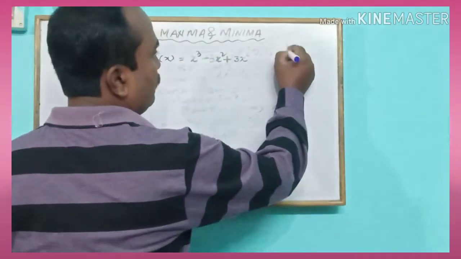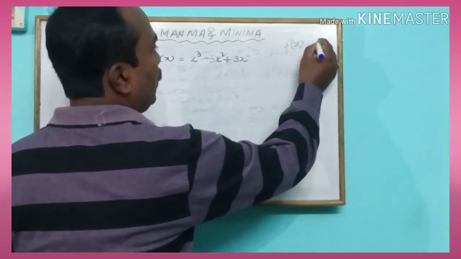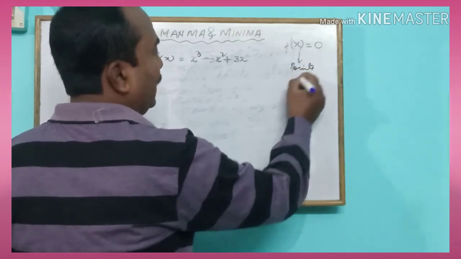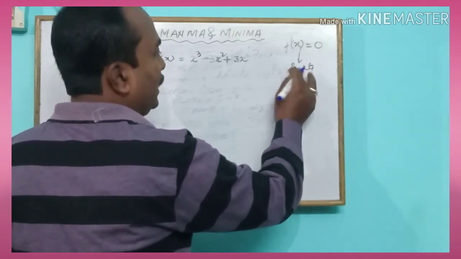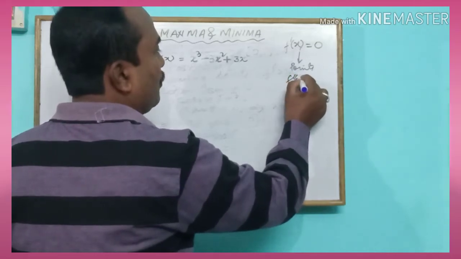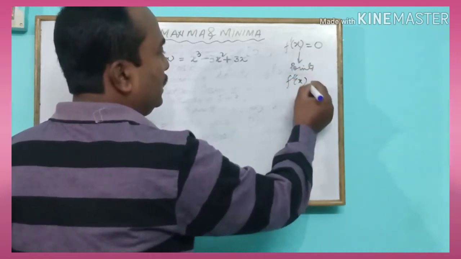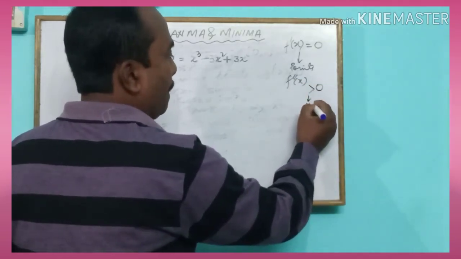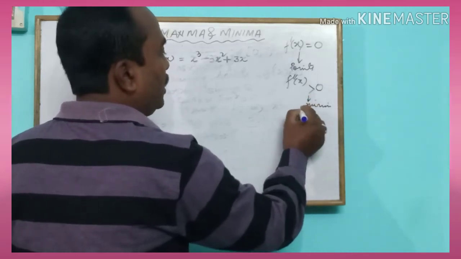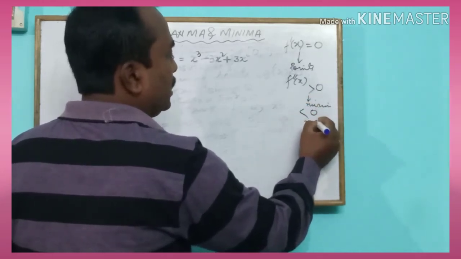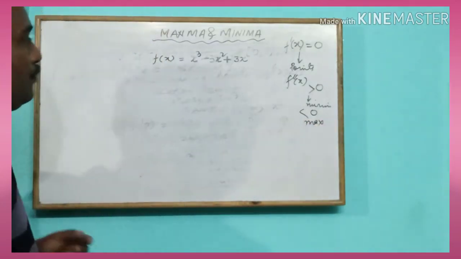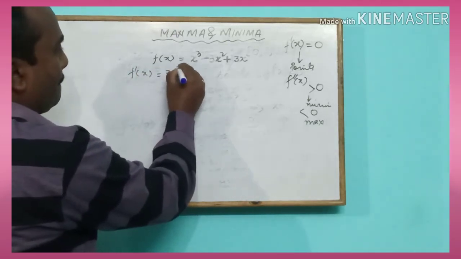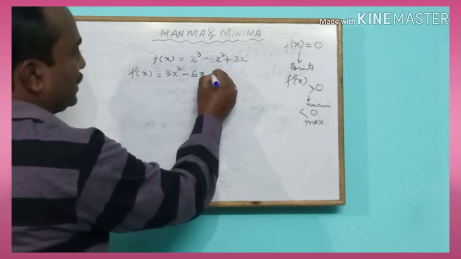So what is the process? First we find f'(x), equate it to 0, get the points, and then find d2y by dx square or f''(x) and put these points here. If the value is positive, then it is minimum, and if the value is negative, then it is maximum. This is the rule. So let us find out f'(x) here. This is 3x square minus 6x plus 3.